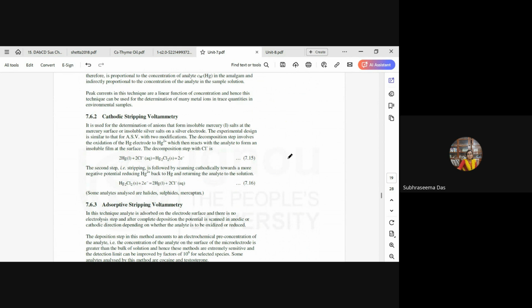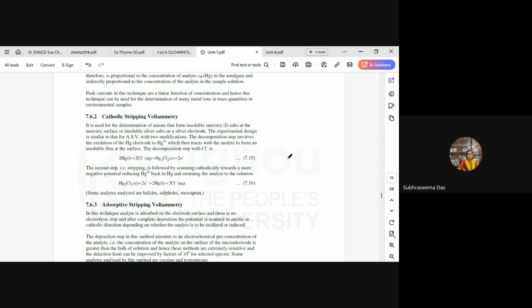Now coming to cathodic stripping voltammetry. It is used for the determination of ions that form insoluble mercury salts at the mercury surface or insoluble silver salts on a silver electrode. The experimental design is similar to that for ASV, that is anodic stripping voltammetry. However, two modifications are made. The deposition step involves the oxidation of the mercury electrode to Hg2+, which then reacts with the analyte to form an insoluble film at the surface.